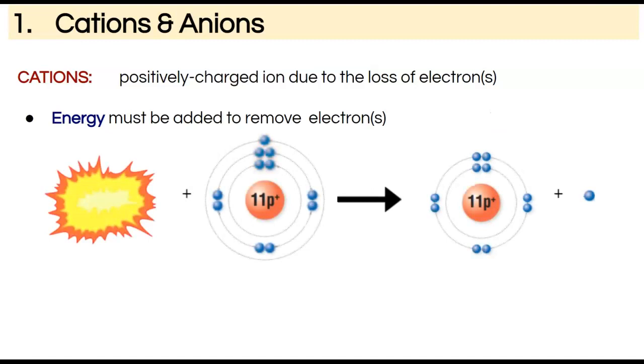What I want you to imagine here, let's take a look at this. This happens to be a sodium atom. When I look at the Bohr-Rutherford diagram of a sodium atom, what do I notice about it? I notice that it's not stable. How do I know that? Well, it's got this one electron in its outer shell, and so that outer shell is not full.